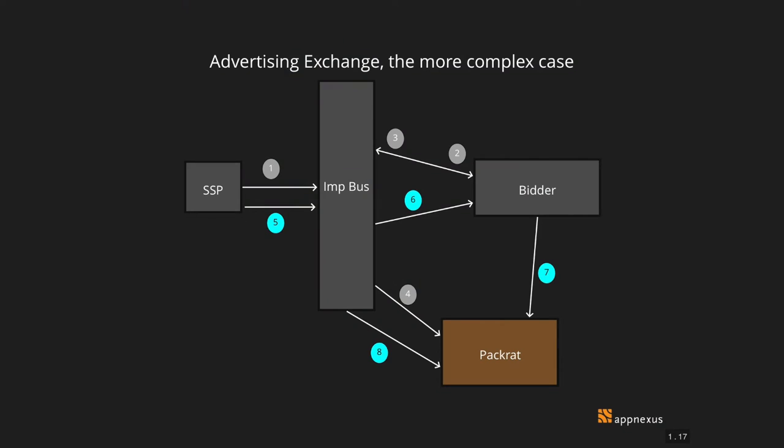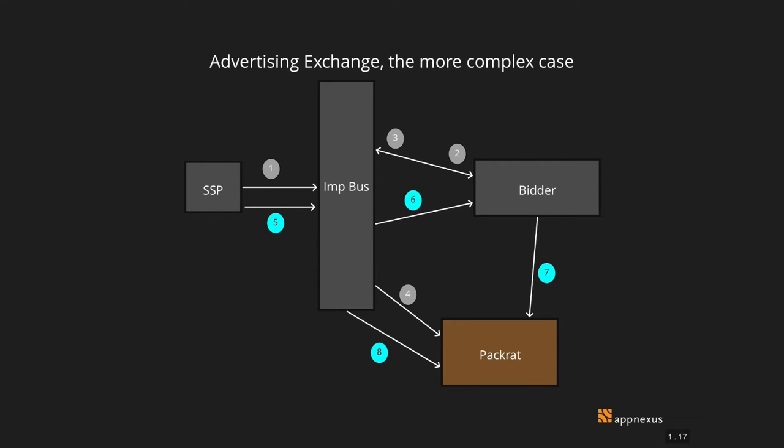The SSP has all these things coming in from all kinds of downstream exchanges or bidders. It puts those all together and picks a winner. Now, if it picks us in five, it'll say, hey, you won. Yay. And then the impression bus will turn around and tell the bidder, hey, you won from that auction that happened some time ago in the past. And then the bidder will log out the buy side information.